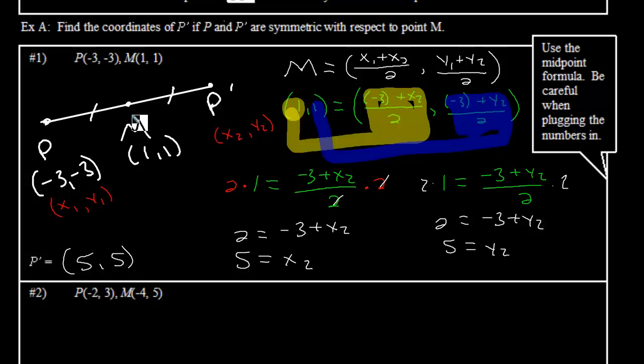Now it should make sense. If you look up here, since M is the midpoint, the distance from negative 3 to 1 on a number line is 4 spaces. So if you go 4 spaces from the 1, 4 plus 1 is 5. That's what we have. Same way with the y values. Negative 3 plus 4 is 1. 1 plus 4 is 5. So the answer makes sense.